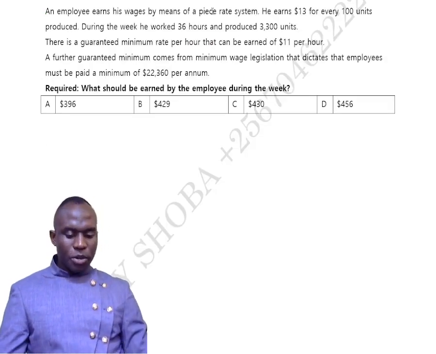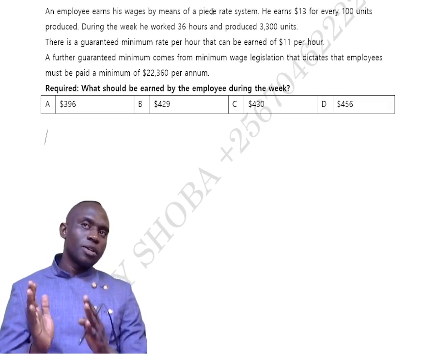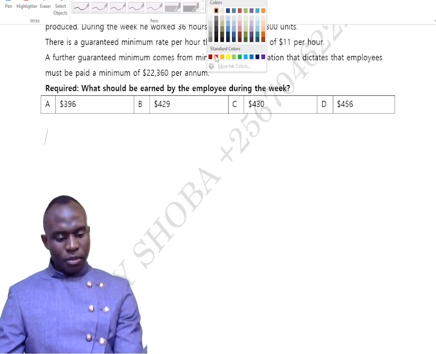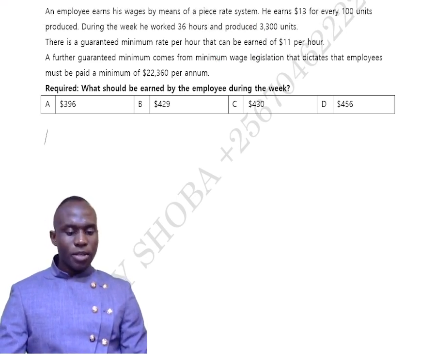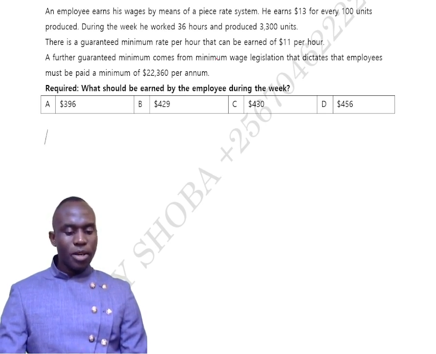So we try this second question. Exam technique, always start by reading the question. What should be earned by the employee during the week? They want how much should the employee earn during the week. So the question is saying an employee earns his wages by means of a piece rate system. So he's paid based on units produced. He earns $13 for every 100. So during a week he worked 36 hours and he produced 3,300 units. There is a guaranteed minimum rate per hour.